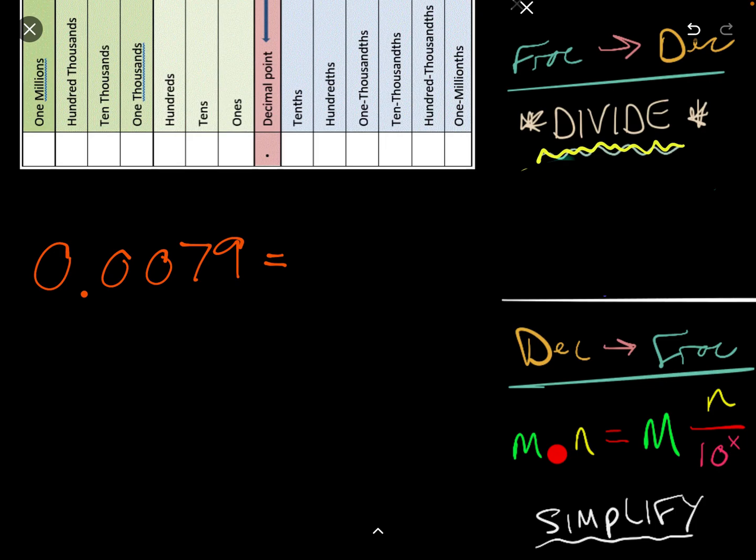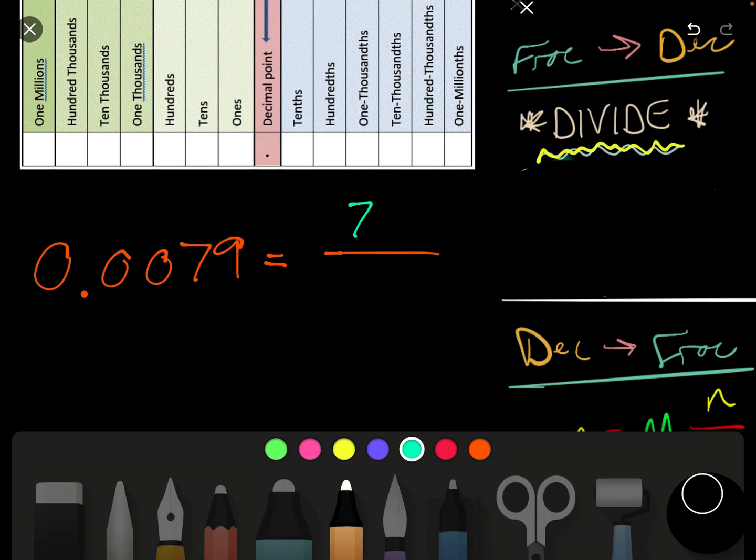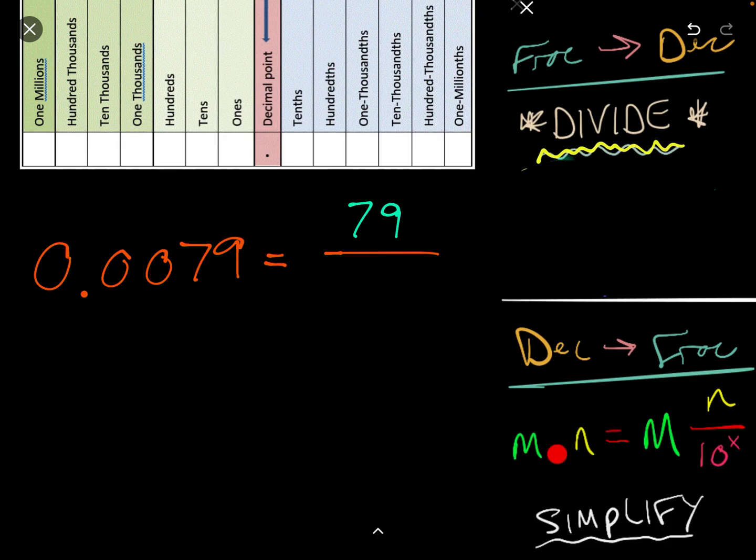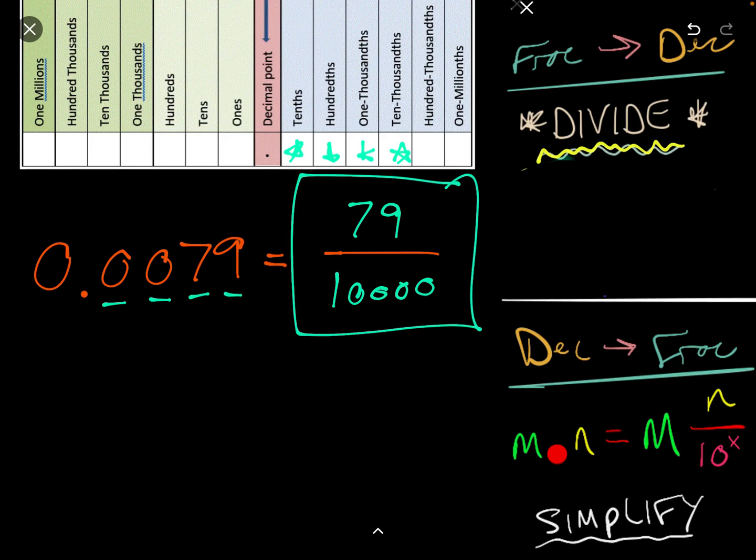0.0079. Now I know my numerator in this case is 79. My denominator: I know it's going to have 1, 2, 3, 4 zeros. So that's 79 ten-thousandths. If you look up here, 1, 2, 3, 4, that is ten-thousandths. Our denominator is 10,000. We can't reduce, so our answer is good to go.